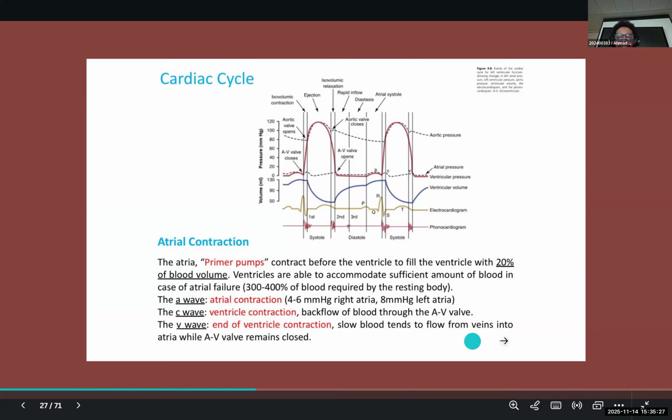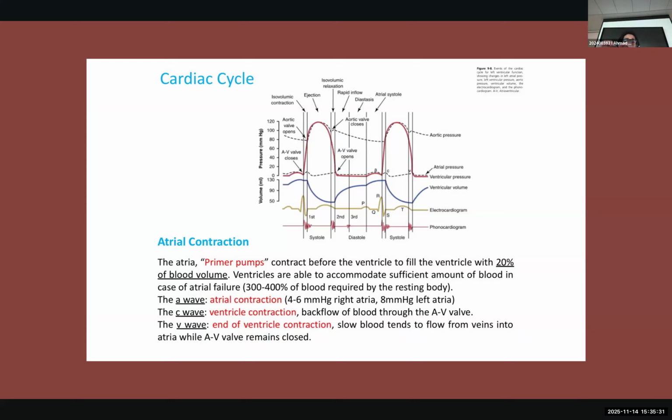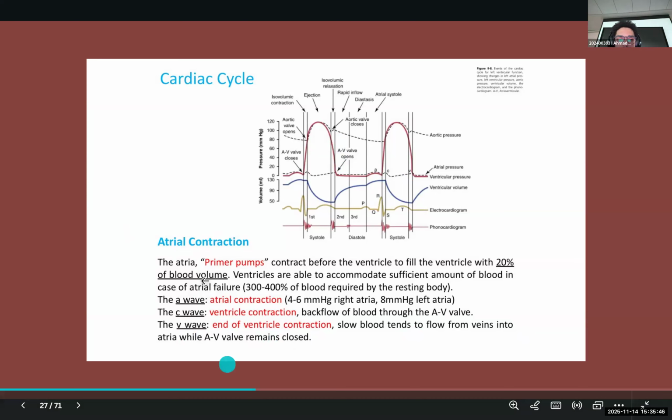Now the V wave comes from the end of ventricular contraction. It's basically the blood that's flowing into the AV valve. Because remember, at the end of the ventricular contraction, the AV valve is still closed. Now the heart is entering diastole, it's starting to relax, and the blood is passively flowing into the atria. The valve is closed, so when the blood starts building up on the valve, it's responsible for the V wave. And the A wave comes from atrial contraction.